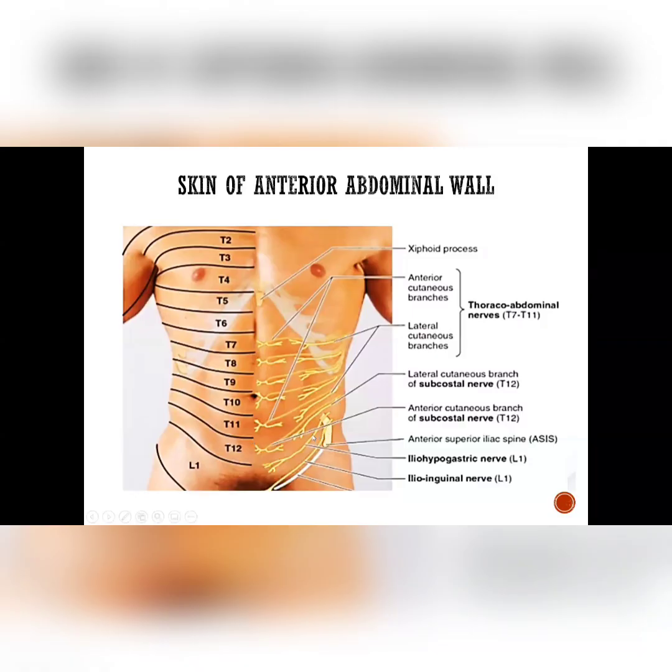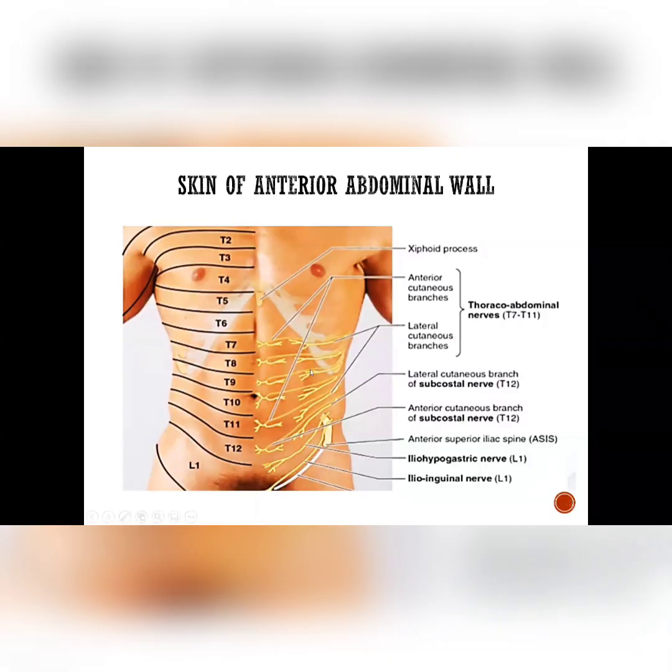And finally, in the inguinal region, there are nerves with a root value of L1, which are named the iliohypogastric and ilioinguinal nerves. These may be new terms for you, but you will become more familiar with them as time goes by. But right now, please remember the T7 to T11 and the subcostal nerves especially.